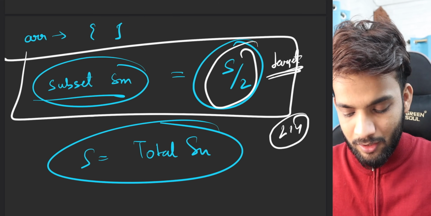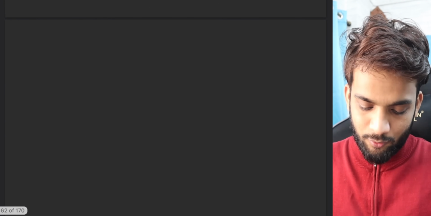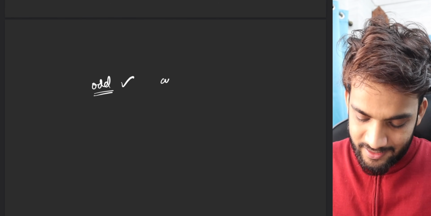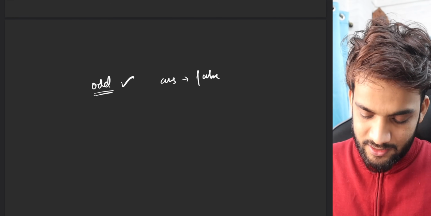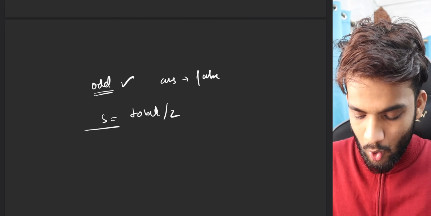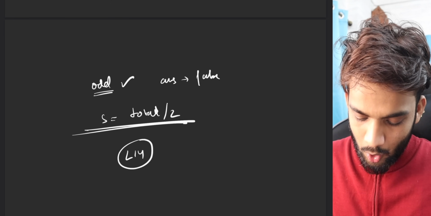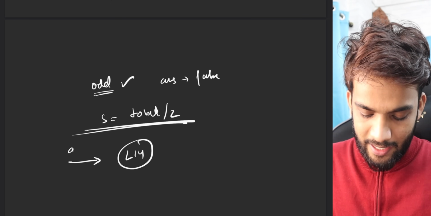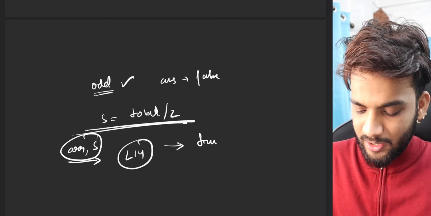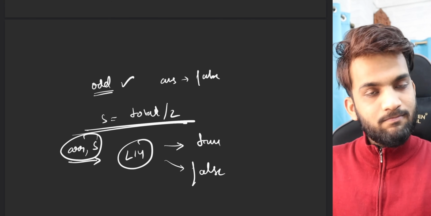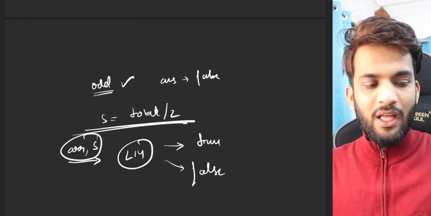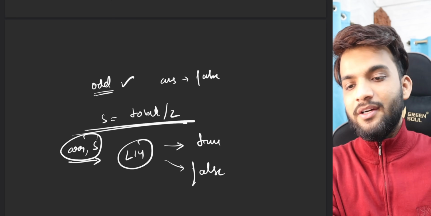Very simple. Whatever is given to you, you check for the odd condition. If the total sum is odd, then the answer will be false. Otherwise, take the sum as total sum by 2, and call the lecture 14 function with the array and S. If this gives a true, it's true. Otherwise, it's going to be false. Simple as that. If you just do this, this will solve this problem. So without wasting any time, let's get started with the coding.